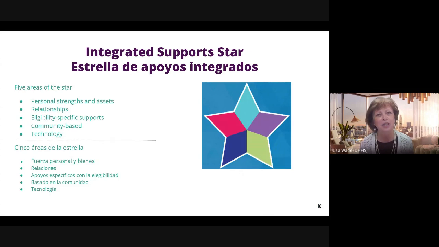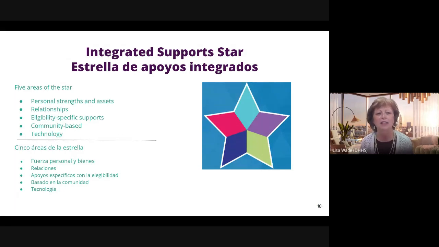Relationships is that purple section, and those are people that are important to you, your family, your friends, community members, school members. Those are all your relationships. The third section is eligibility specific or paid support section, and that's in green. So that can include things like your Medicaid waivers, Social Security, housing vouchers, which we're going to talk about in a minute, and other things like that. Community-based supports are in blue, and those are items that anyone can access. That could be schools, parks, recreation centers, libraries, but things that are in the community that everyone can access.